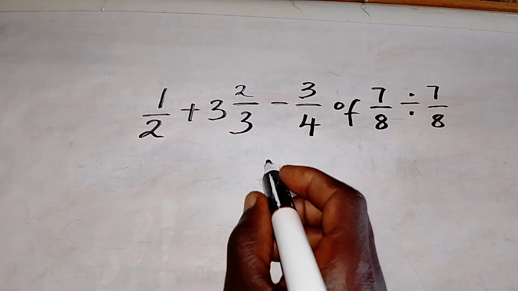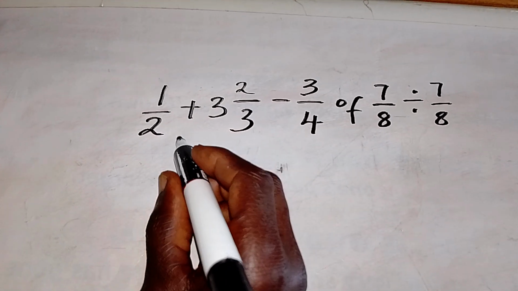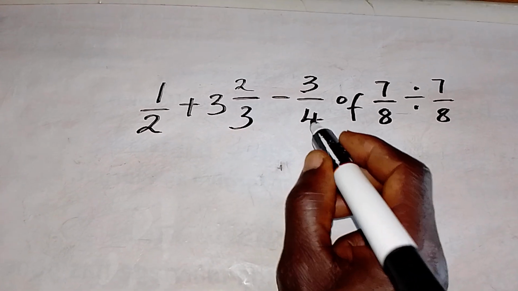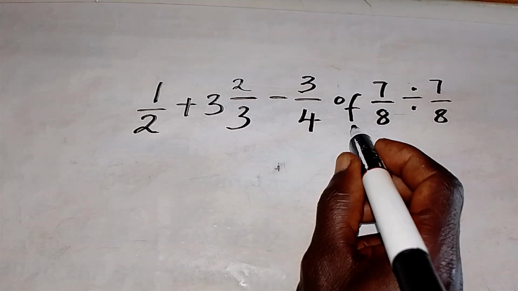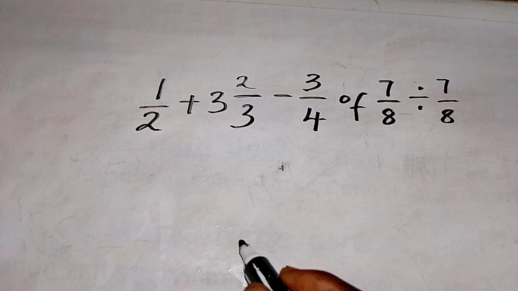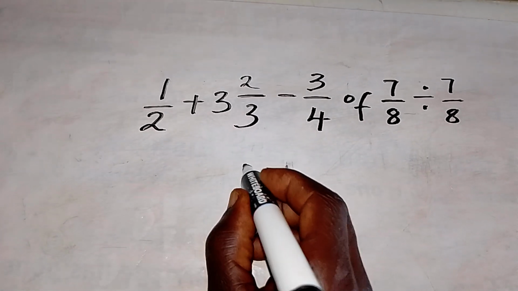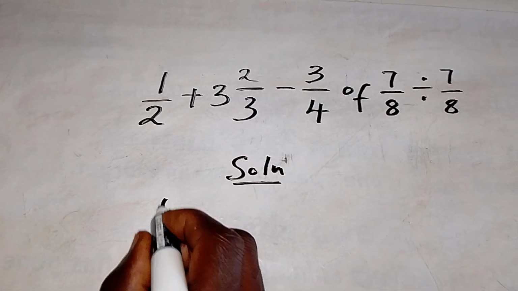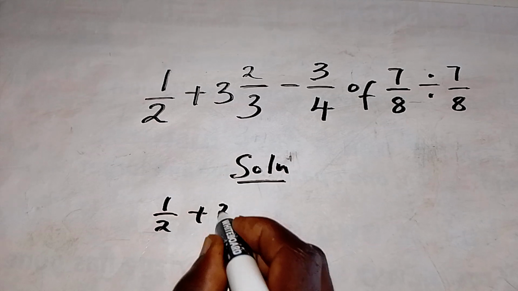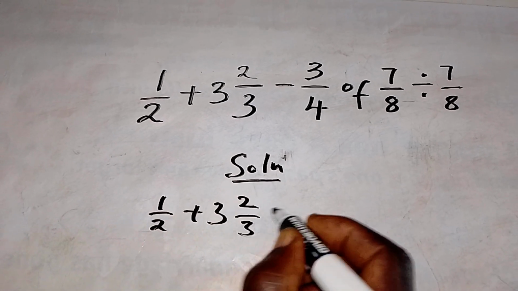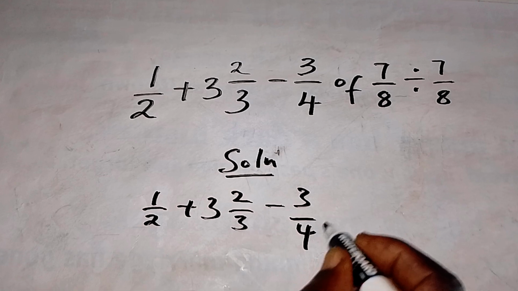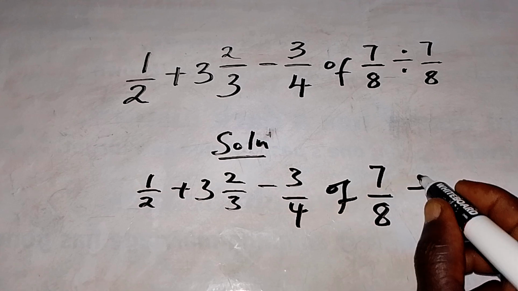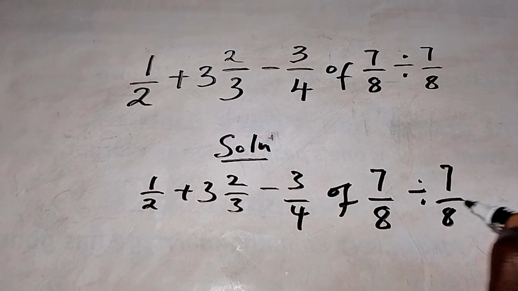Welcome to fractional problem. We have 1/2 plus 3 and 2/3 minus 3/4 of 7/8, divided by 7/8. How to work out this? We have the solution. So if you have 1/2 plus 3 whole 2 over 3 minus 3 over 4 of 7 over 8 divided by 7 over 8.